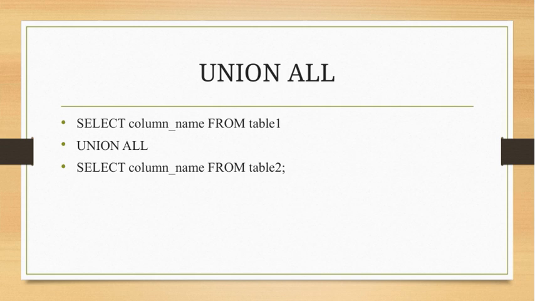This approach is especially useful when you need to gather data from multiple sources but want to keep every record, even if they are identical. It's a powerful way to consolidate data from different tables into a single result set. When you're working with large datasets, remember that union all tends to be more efficient than union because it skips the duplicate elimination step.